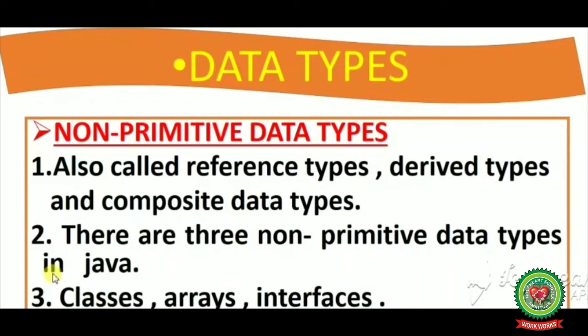Next we will discuss non-primitive data types, also called reference types, derived types and composite data types, because they are made from primitive data types. So there are 3 non-primitive data types in Java, that is classes, arrays and interfaces.